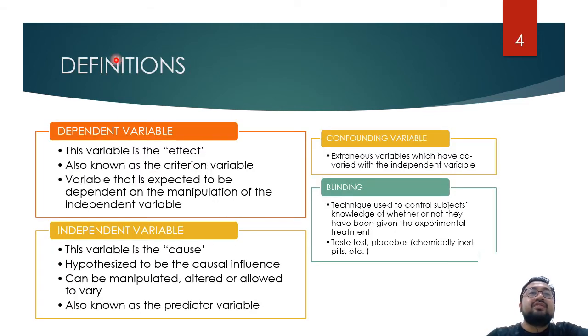Alright. So definitions, dependent variable. What is a dependent variable? Dependent variable ni adalah the variable that is the effect ataupun outcome apa yang kita nak lihat tadi. Sebagai contoh dalam eksperimen tu adalah untuk melihat penurunan berat badan. Berat badan itu adalah dependent variable. Also known as the criterion variable, the variable that is expected to be dependent on the manipulation of the independent variable.